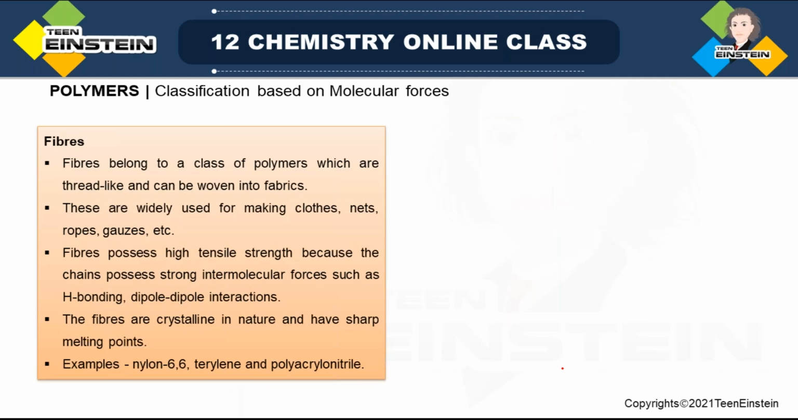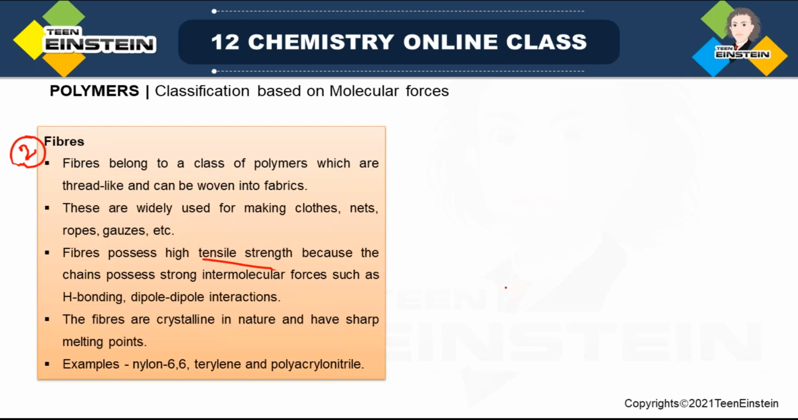The second one, under the classification based on molecular forces: Fiber, number 2. Fibers belong to a class of polymers which are thread-like, and they can be woven into fabrics. Because of this thread nature, we can make fabric. So that is why the name is fiber. Widely used for making clothes, nets, ropes, gauze, etc. Tensile strength is very high, because the chain possesses strong intermolecular interaction.